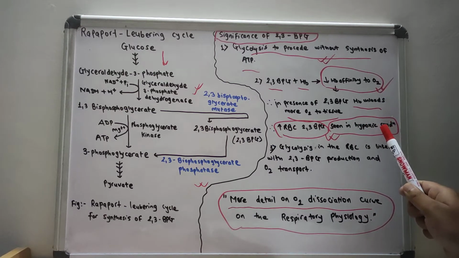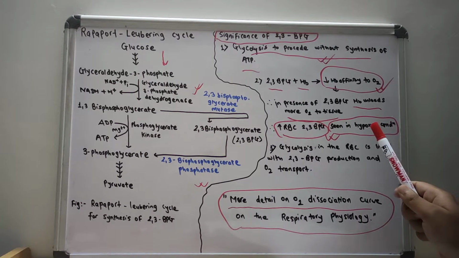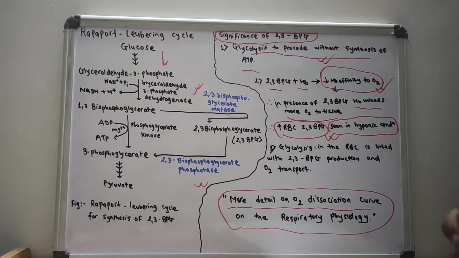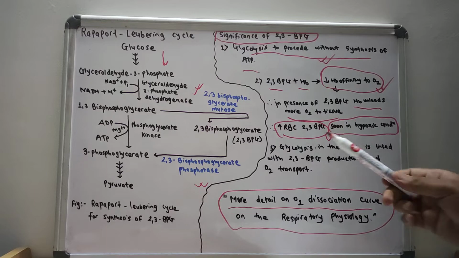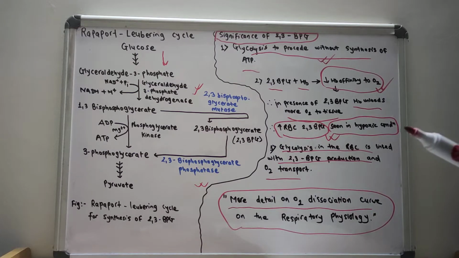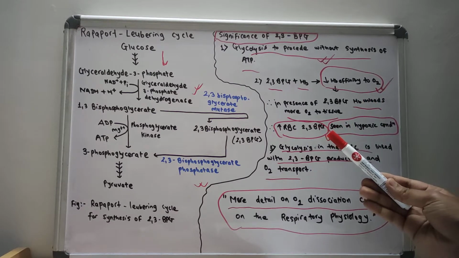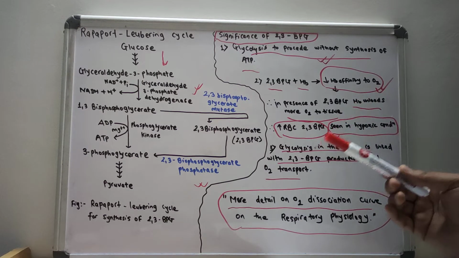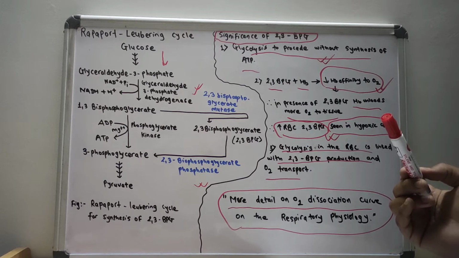That's why in various hypoxic conditions, like in the high altitude, in the fetal tissues, and other hypoxic conditions, the 2,3 bisphosphoglycerate is seen more. And another point is that the glycolysis in the RBC is linked with the 2,3 bisphosphoglycerate production and oxygen transport. So in the deficiency of the enzyme hexokinase, the glucose is not phosphorylated. Hence the synthesis and concentration of 2,3 bisphosphoglycerate are low in the RBC. The hemoglobin exhibits high oxygen affinity in hexokinase defective patients.